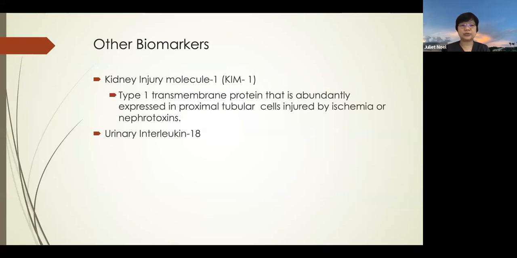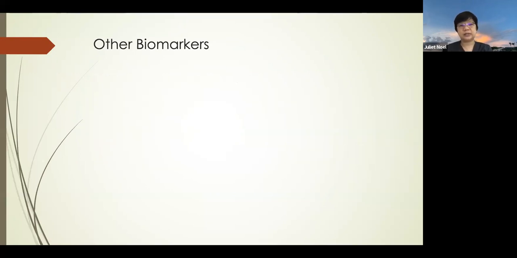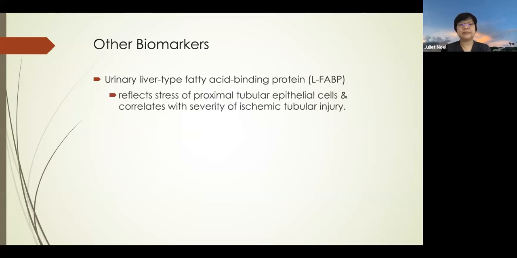Then the other one is urinary interleukin 18. It has been shown to be elevated in patients with ATN compared with patients with pre-renal or UTI or CKD. So there is still ongoing research, so they are still not standard. The other one would be the urinary liver type fatty acid binding protein, the L-FABP. It reflects stress of proximal tubular epithelial cells and correlates with severity of ischemic tubular injury.